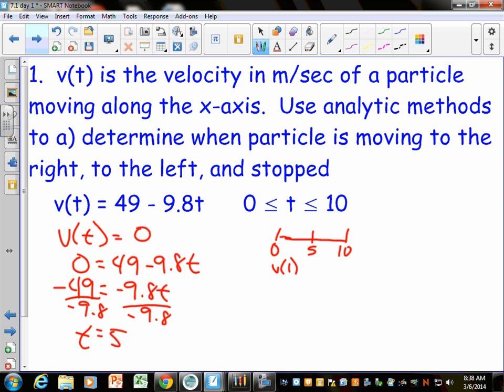So if you plug 1 in there, is that going to be a positive number or a negative number? 49 minus 9.8, positive number. Which means it's increasing, but instead of talking about increasing, we're going to say that means it's moving to the right, right?